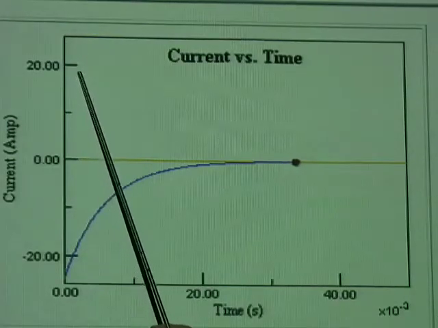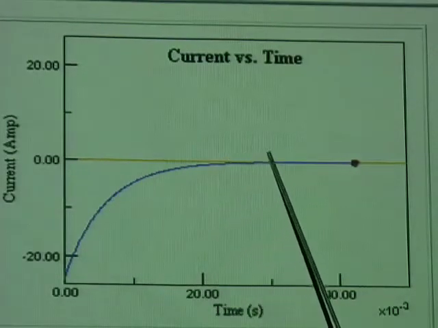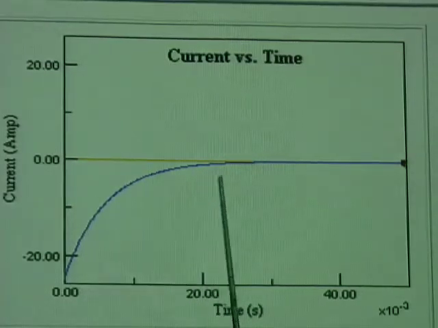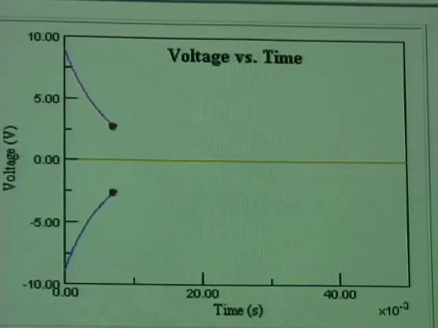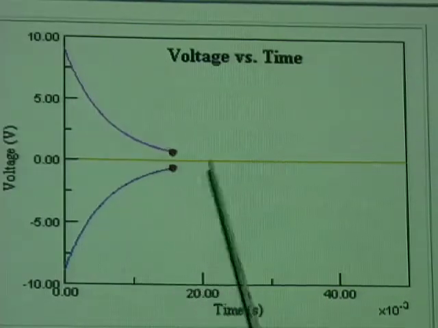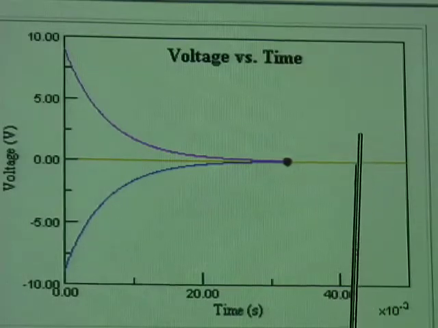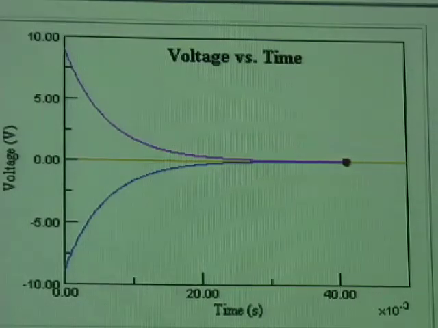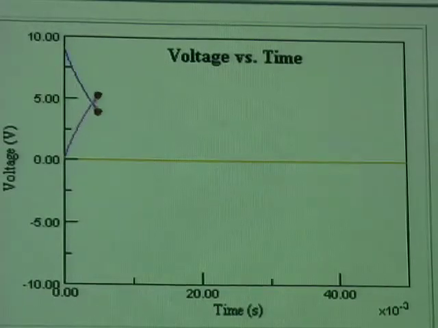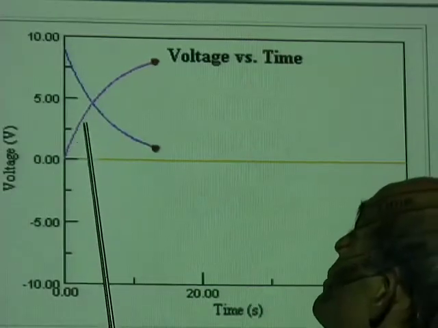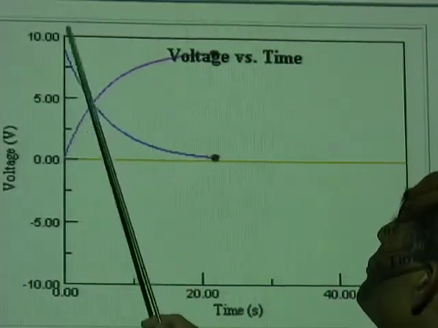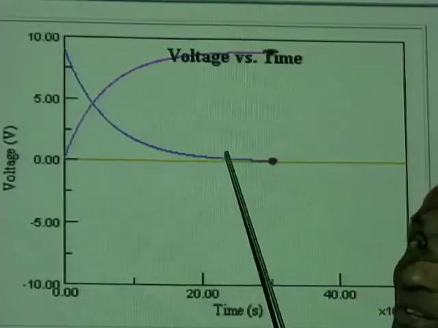So while charging, the current reduced this way. While discharging, it reduces to 0 in the opposite direction. Now watch both at the same time. Now current while charging, current while discharging. Alright, how about the voltage? Now the voltage, you can see this is the voltage while charging. The voltage grows, the current decreases.